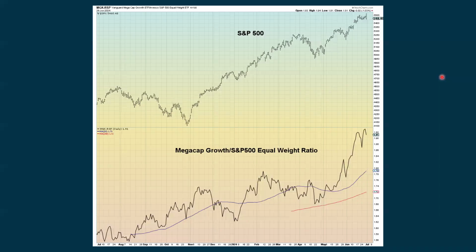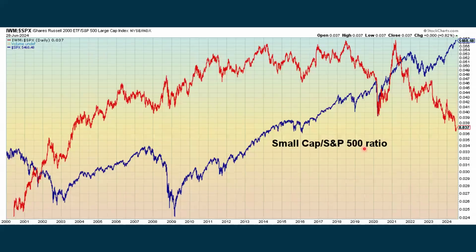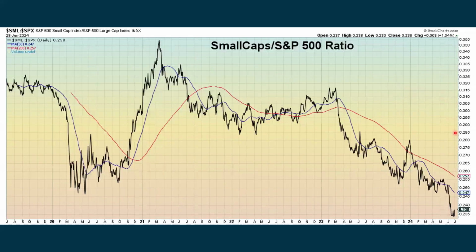We look at the mega caps, growth stocks. These are the really big companies and compare it with the equal weight. And not surprisingly, it's showing how the mega caps are outperforming. Then we do a ratio. The red line here is the small caps to S&P 500. These just continue to decline. The small caps continue to underperform the S&P. This is another measure showing how small caps are in a downtrend with this ratio compared to the S&P.